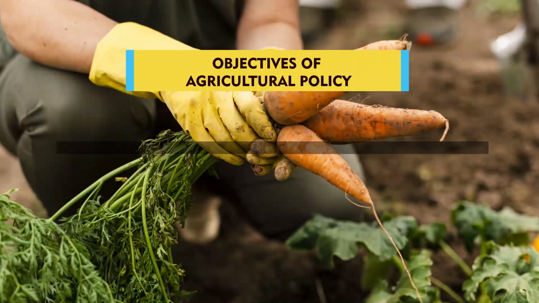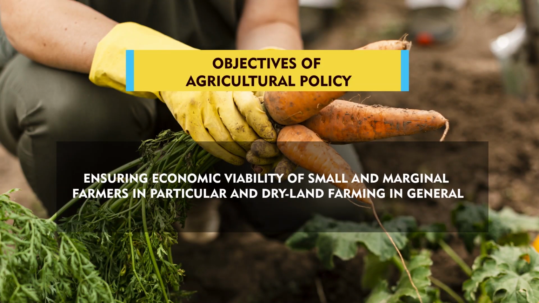Then ensuring economic viability of small and marginal farmers in particular and dry land farming in general. So another objective is this: we have around 80% of land holdings in the small and marginal category. They have an area of less than 1 hectare or maybe between 1 to 2 hectares. They are the large proportion.